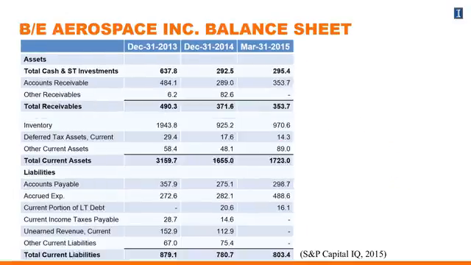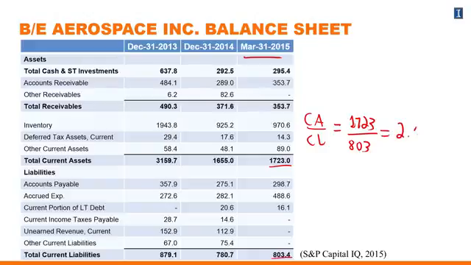Now let's go to BE Aerospace. Same information. You have the balance sheet for the last 3 years. Let's focus on the latest information we have. Here you have information on the current assets and current liabilities. Again we can compute the ratio. Current assets divided by current liabilities would be 1723. Again, this is in millions, so it means that they have $1.8 billion in current assets and 800 million in current liabilities. So you would get a current ratio of approximately 2.15.